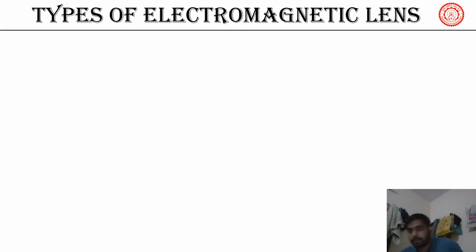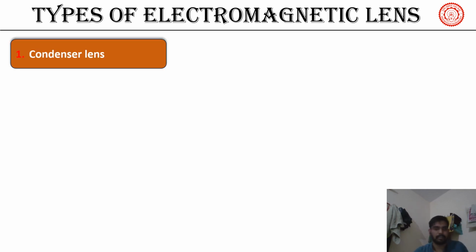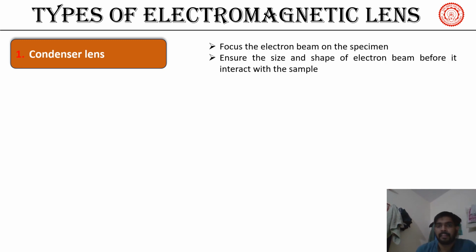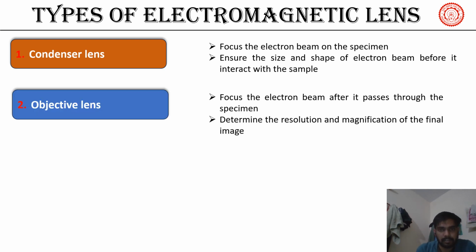Now there are various types of electromagnetic lenses, and they have some specific properties. We will discuss these one by one. The first is the condenser lens, which is used to focus the electron beam on the specimen. It controls the size and shape of the electron beam before it interacts with the sample. Basically, the condenser lens is placed before the specimen. Now the second one is the objective lens. It is used to focus the electron beam after it passes through the specimen.